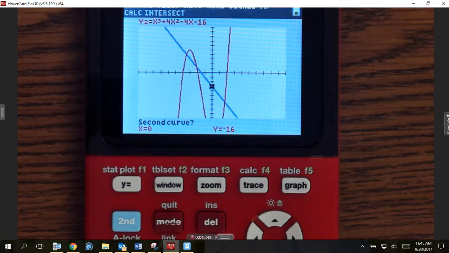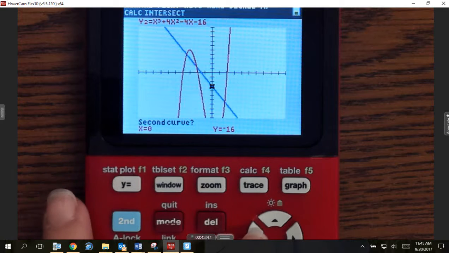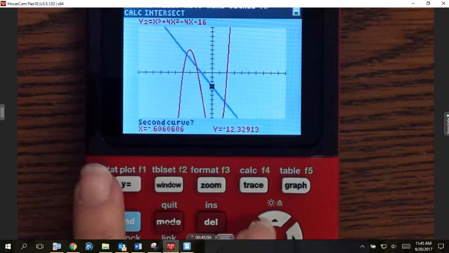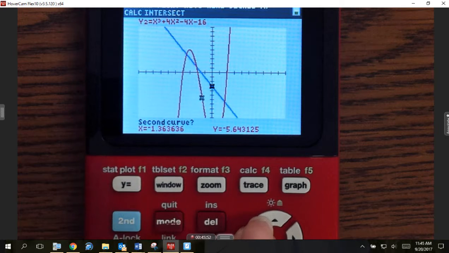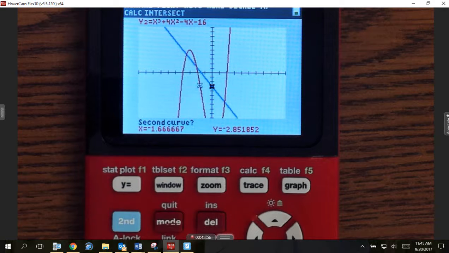Do not use up or down arrows. Use left or right. I'm going to go to the left. And you can see the numbers changing at the bottom, and then eventually my little cursor shows up. So it is now sitting on the second curve, and that is the other one that I want to find the intersection between, so I'm going to hit enter.